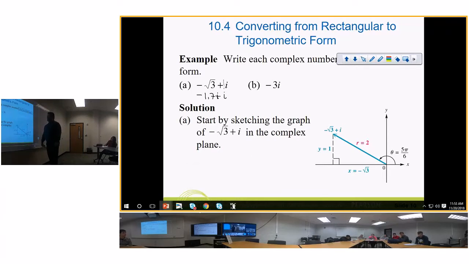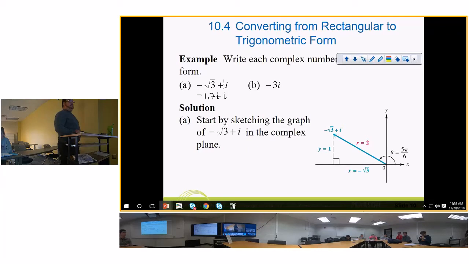Pythagorean theorem. If I want the angle, I just do the tangent. So that's going to be 1 over what? Negative square root of 3, which is going to be what? Negative square root of 3 over 3? Yeah. Whatever. Square root of 3 over 3 or something like that. And take the inverse tangent of negative square root of 3 over 3.